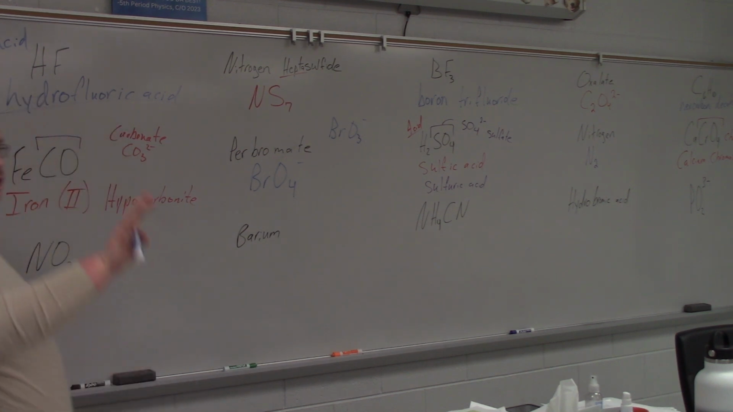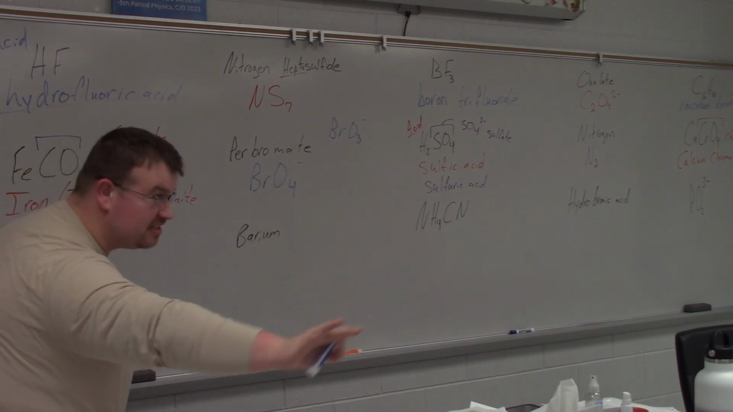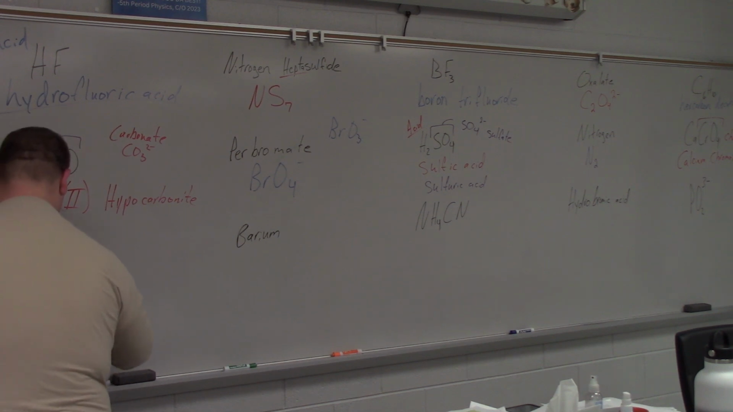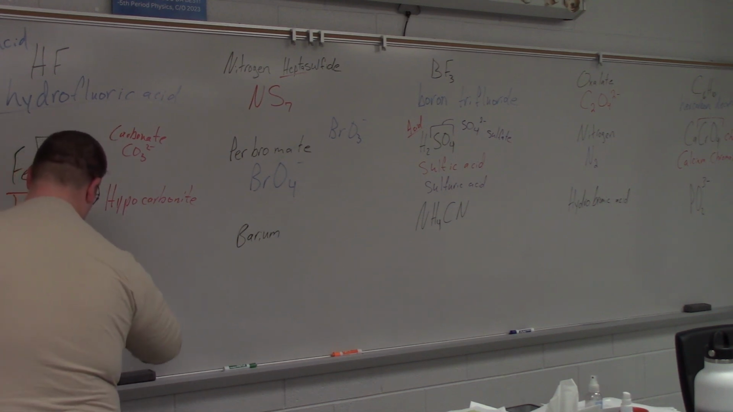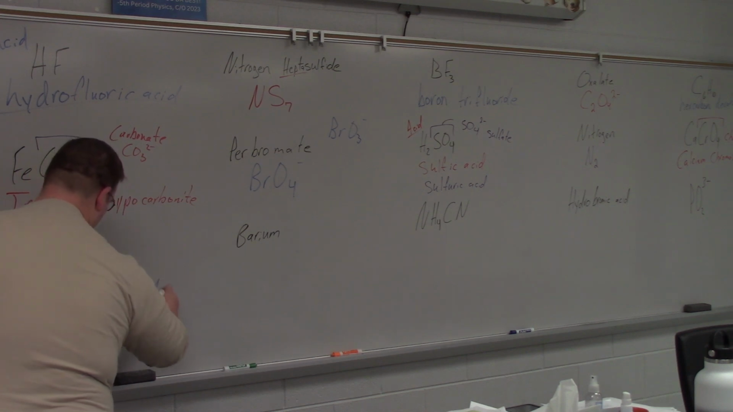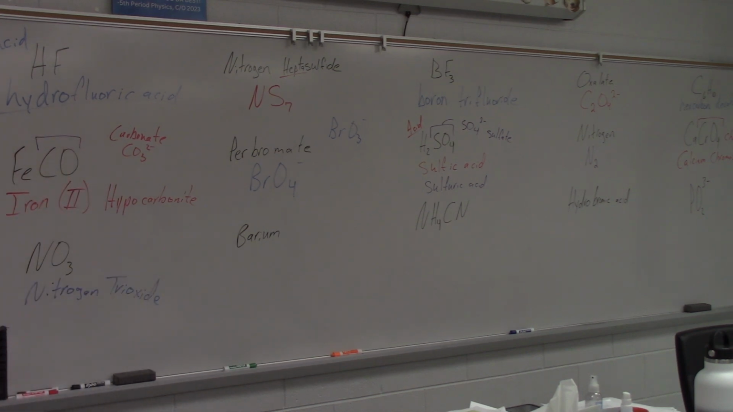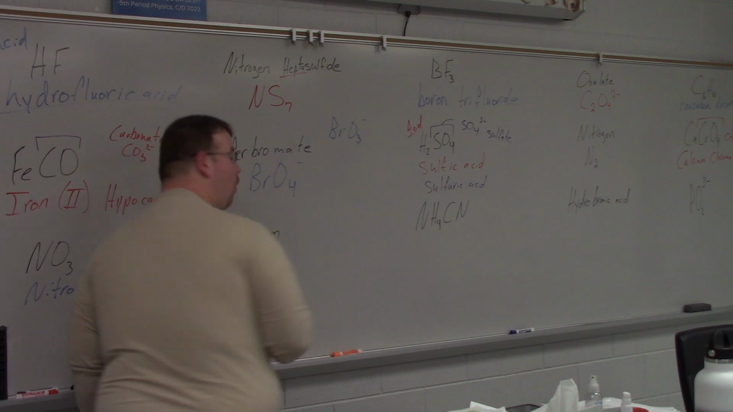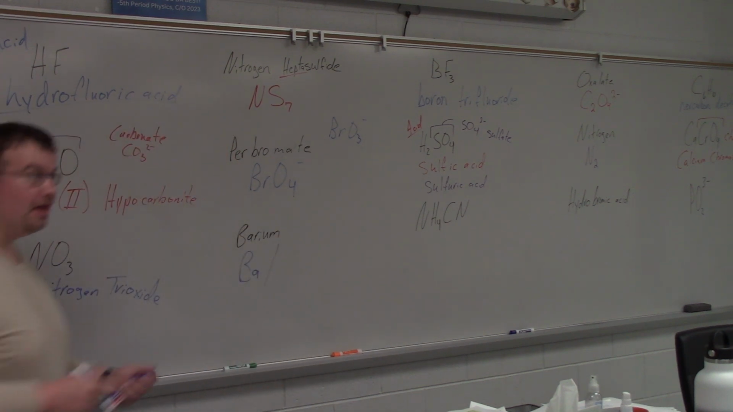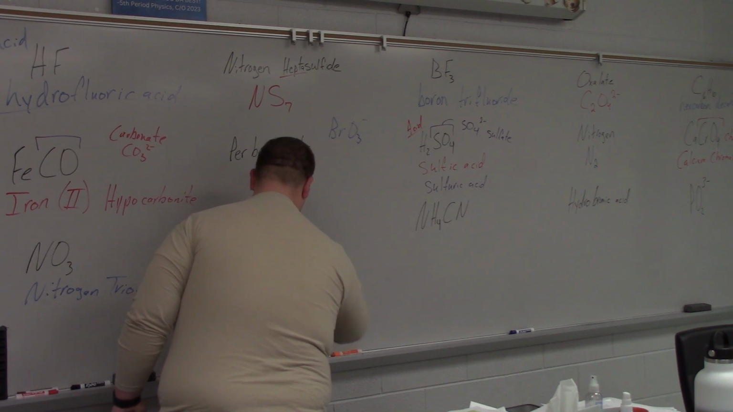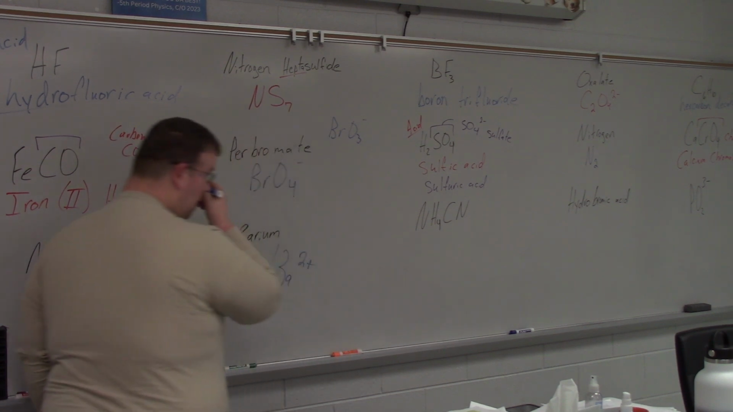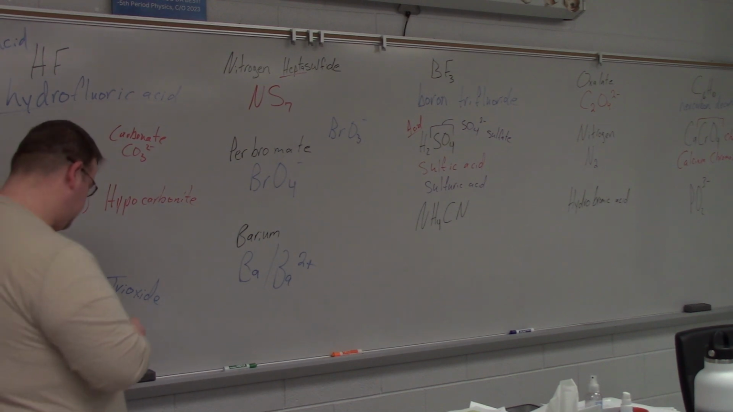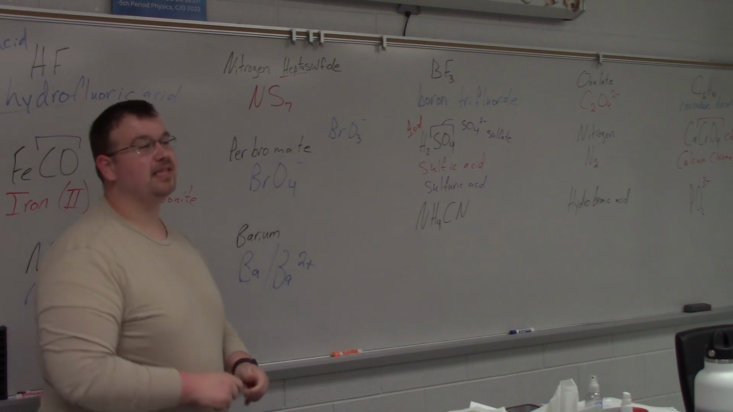NO3, nitrogen trioxide. This is not nitrate. There is no charge. Barium. Trick. Are you talking the element Ba? Or are we talking the cation? Ba2 plus. Next one. Massive trick. Ammonium cyanide.